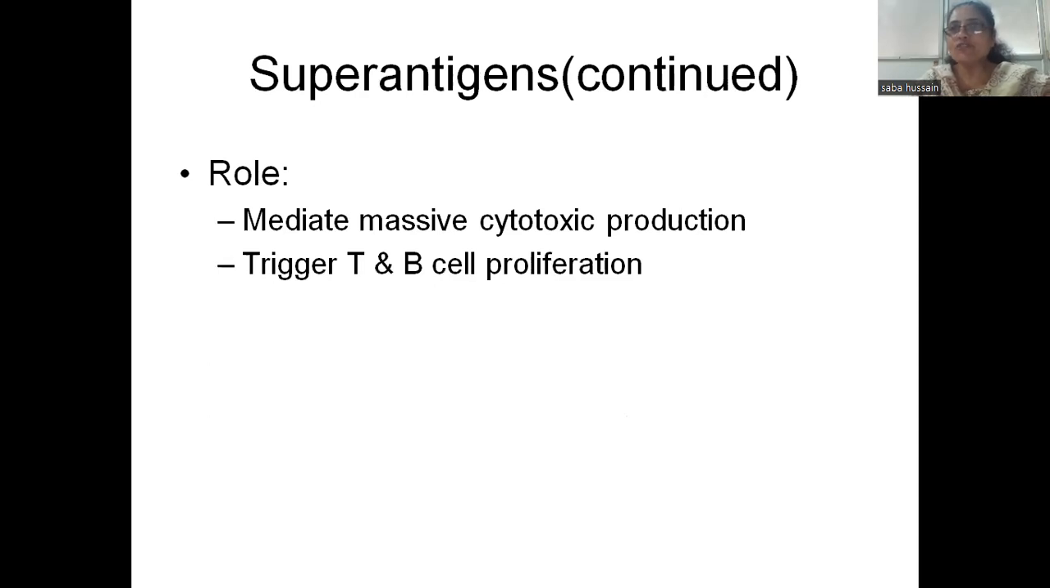The role of these superantigens is to mediate massive cytokine production and trigger T cell and B cell proliferation. When we talk about the pathogenicity of Staphylococcus aureus, there we will discuss all the details of how these superantigens, like toxic shock syndrome toxin, are helping the bacteria in invading the host cell. Here I have just listed the virulence factors.